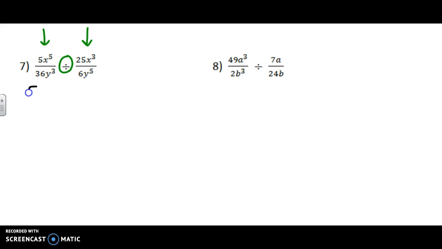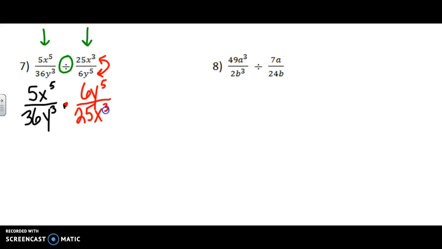So you're going to rewrite this one on the left side. Don't do anything to it, just recopy it. Change this to multiplication. So here's the first change, multiplication, and then this second fraction has to flip over. So 6y to the 5th goes to the top, 25 x to the 3rd goes to the bottom. And then you can proceed with any multiplying and all that good stuff that you're doing.